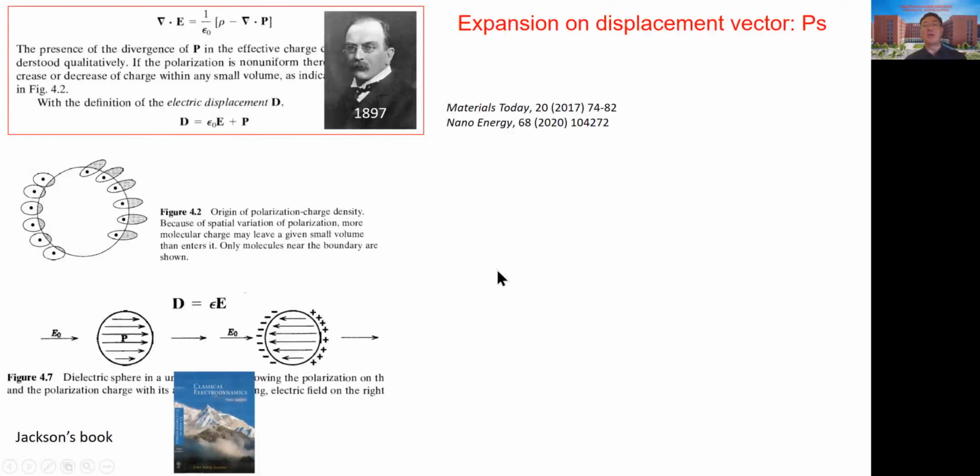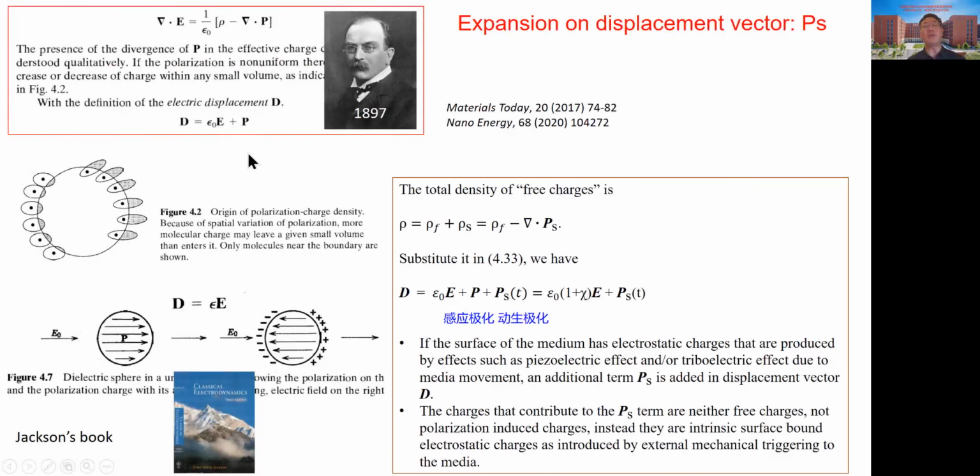Okay. Now let's look at another expansion, the displacement vector. This is the field applied, and this is the medium polarization. This was first introduced by Larmor in 1897. He said if you have an external field applied, the medium immediately responds with polarization, due to the atomic scale. So you have negative charge on this side and positive charge here. So we have a P term. We add up to here, and arrive at the permittivity times the electric field. But this includes only the electric field induced polarization.